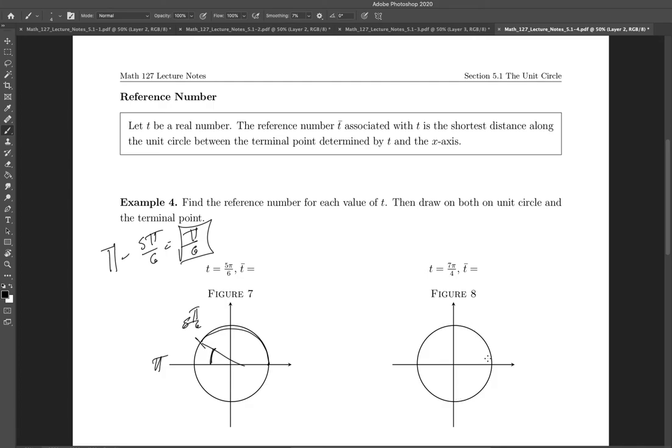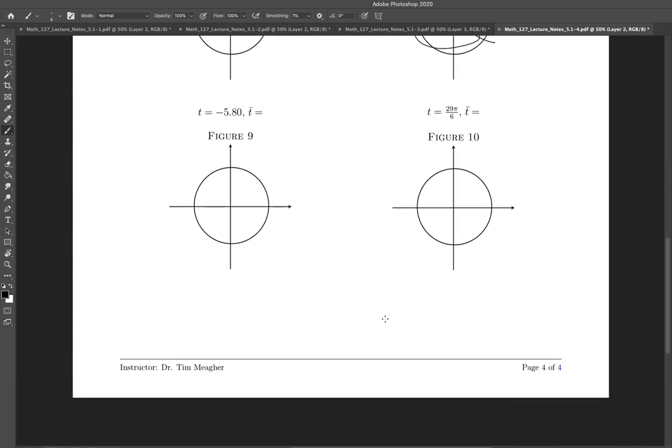So here we have 7 pi over 4. If I map that, I come to here. Notice the reference angle would be the shortest distance to the x-axis, so this angle here. So this is actually 2 pi, because I'm going to take 2 pi minus this, and that will give me whatever this angle is. So 2 pi minus 7 pi over 4 equals pi over 4. Okay, let me write this for pi over 6, and then pi over 4. Alright, let's just do the last two.